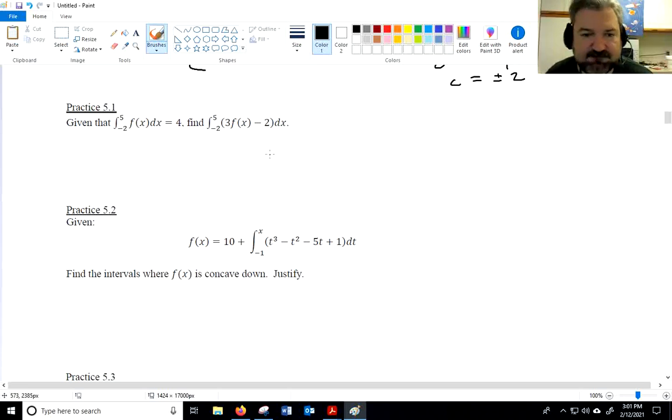All right, let's see how we did. The integral from negative 2 to 5 of f of x dx equals 4. We want to find the integral from negative 2 to 5 of 3f of x minus 2. So we need to use our properties of integration. And I will split this apart. And remember to apply the dx to both terms there.